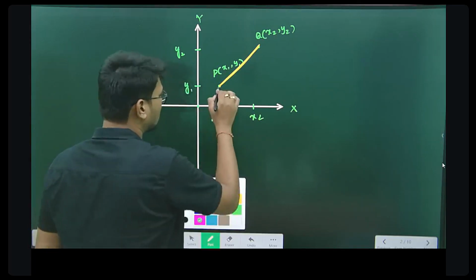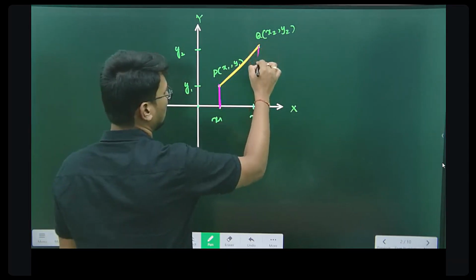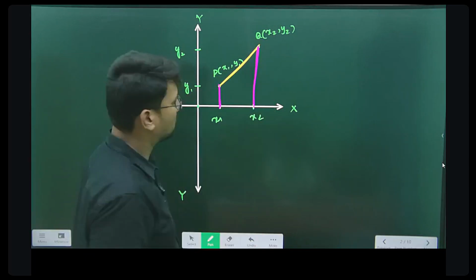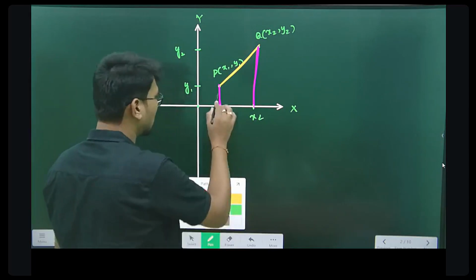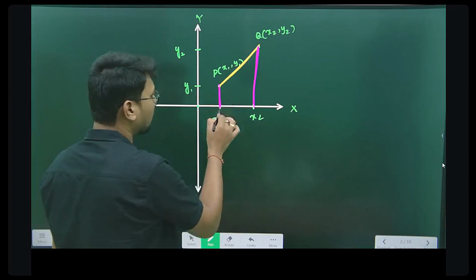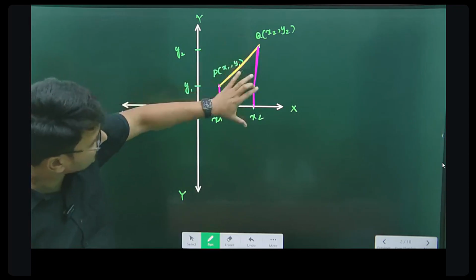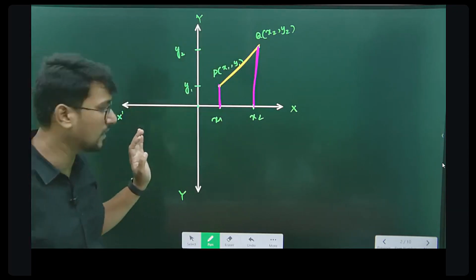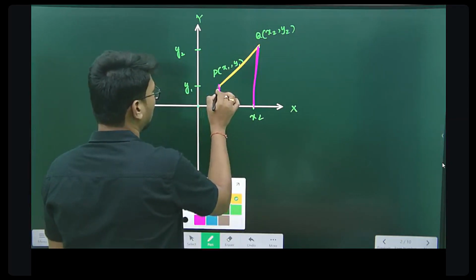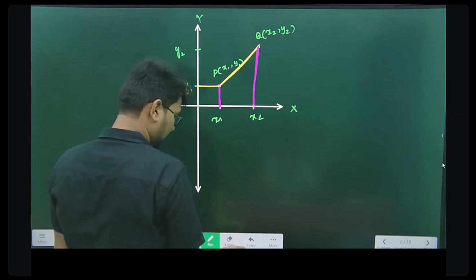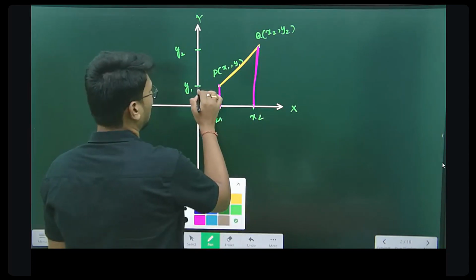We have to draw the perpendicular from P to the x-axis and from Q to which axis? The x-axis also. Perpendicular. Clear? Similarly, what is the length of the point P from the x-axis? This length is y1. Similarly, what is the length of this point? y2. Got it, everyone? Again, we are going to draw a perpendicular from P to which axis? The y-axis. Okay, draw.